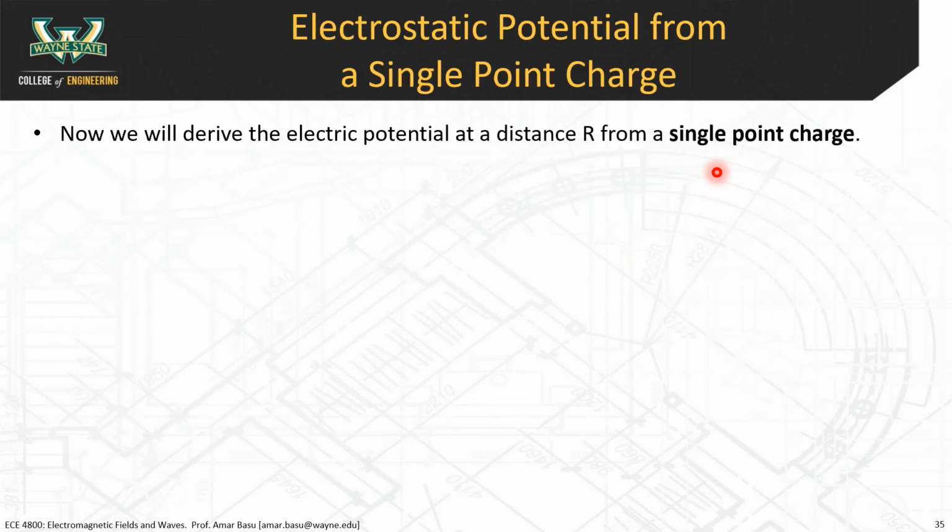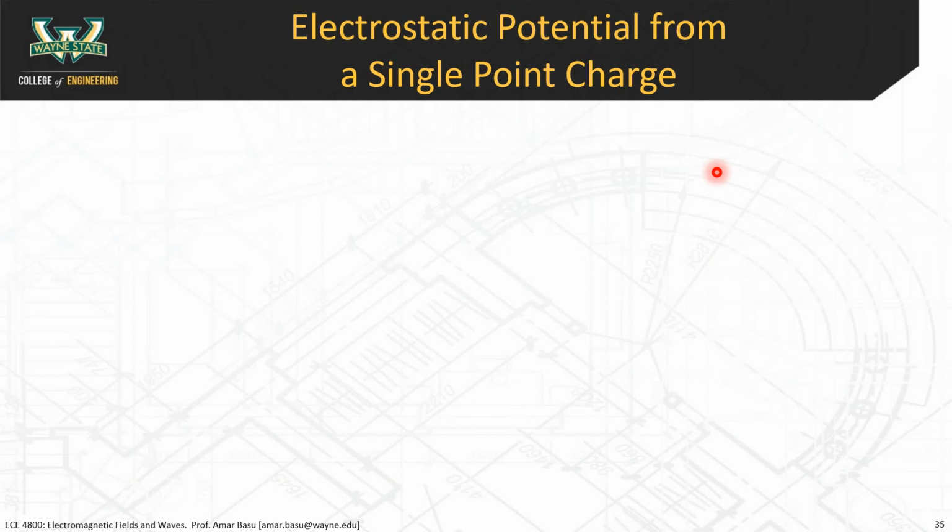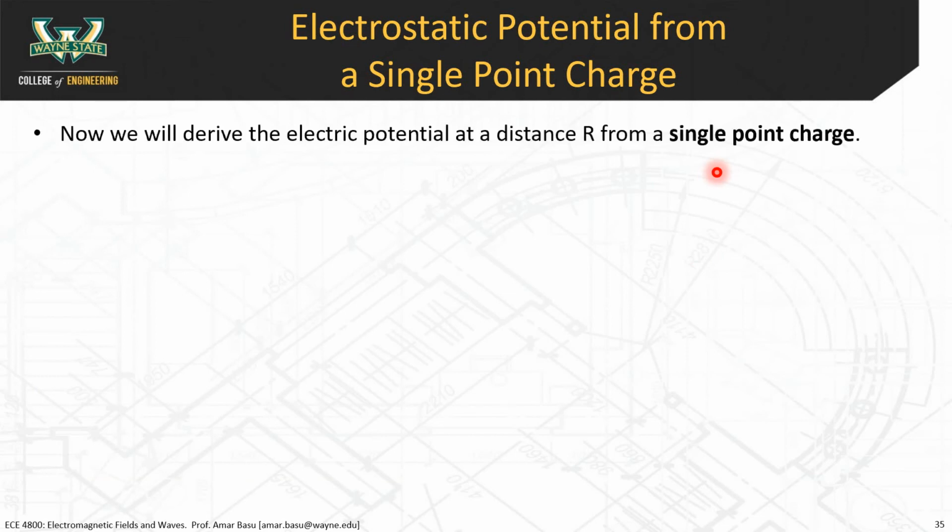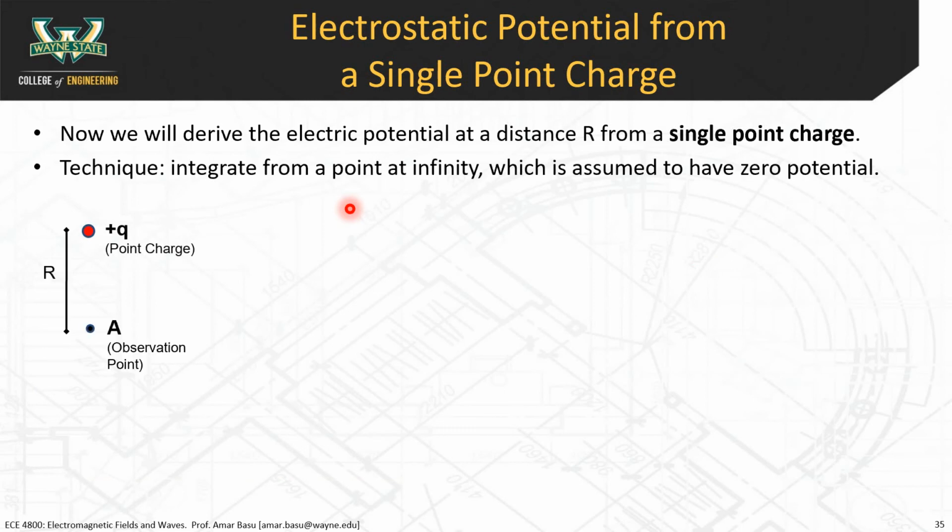So what we're going to do is talk about the electrostatic potential from a single point charge and then multiple point charges. And I think we'll save charge distributions for another day. So let's see how far we can get in the next 20 minutes or so. What we're going to do now is derive the electric potential at a distance r from a single point charge. All right, so imagine that you have a point charge here, and then you have an observation point A.